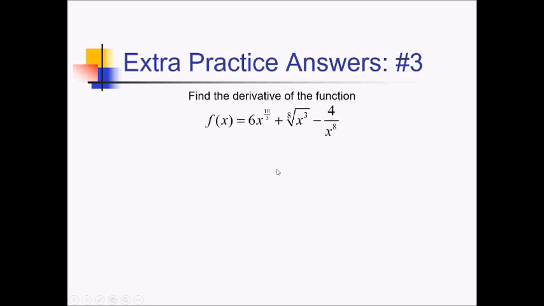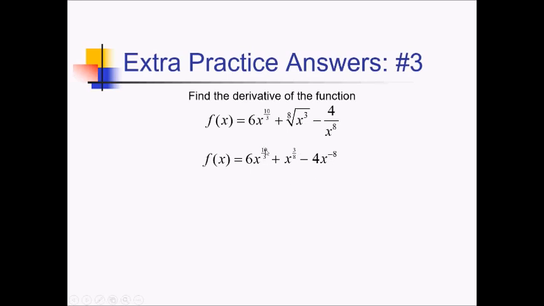For this problem, to take the derivative, I'm ultimately going to use the power rule. But first I need to rewrite all these with normal looking exponents. So this 6x to the 10 thirds is fine the way it is. But this next one, I want to change this to x to the 3/8 power. And for this one, I'm going to rewrite this as 4x to the negative 8.